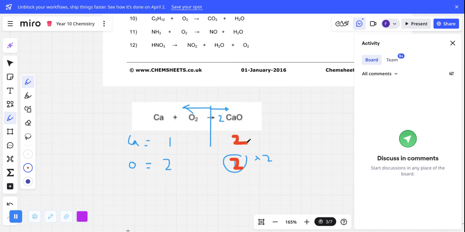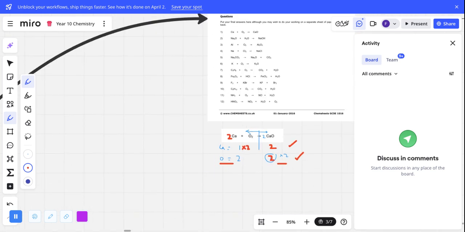No. Oh, look what we've done. We've gone and doubled this. Now I've got 2 calciums there and 1 calcium there. So I'm going to have to times this by 2 as well. And the only way of doubling your calcium is putting a big 2 there. You cannot put a 2 here because that's not calcium. You've got to put a huge 2 there. Now I've got 2 calciums, happy days, 2 oxygens, very happy day. I'm done. All right? Okay.